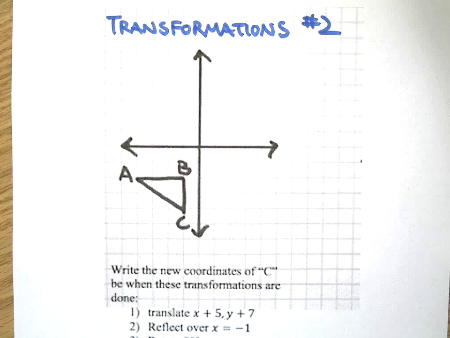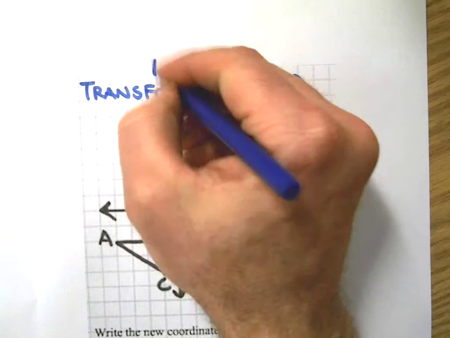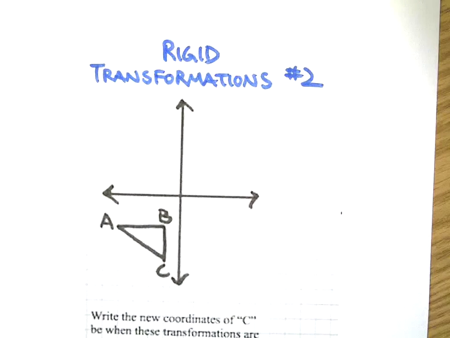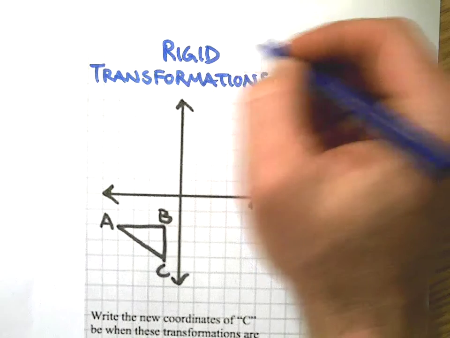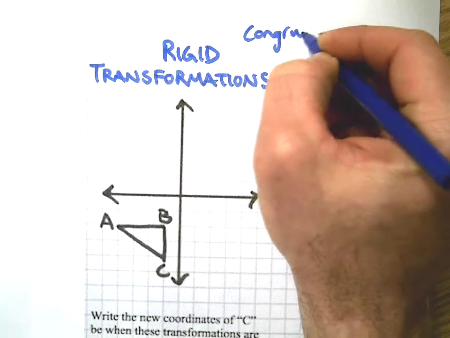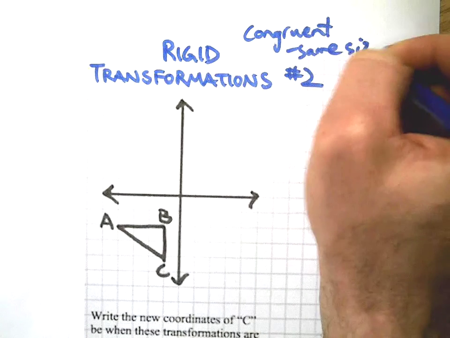And we're working on transformations, specifically rigid transformations. If you haven't caught on to this already in the other videos, that means we're dealing with shapes that are congruent, meaning same size, same shape.